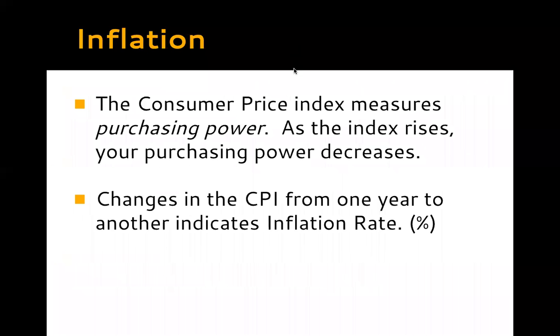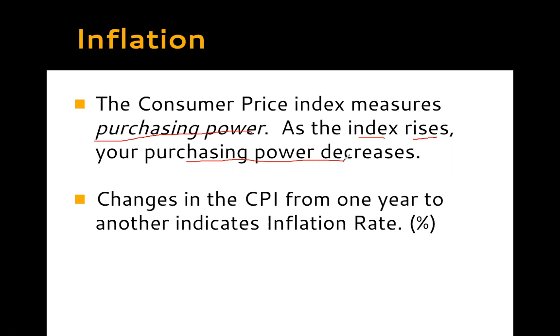Okay. Now, what does the consumer price index do for us? Now that we've seen this, we've compared these market baskets from one year to the next, that consumer price index gives us our purchasing power. What has happened to the purchasing power for consumers in the economy? As the index rises, the purchasing power decreases, which means the higher the CPI goes from one year to the next, the less you can buy from one year to the next.